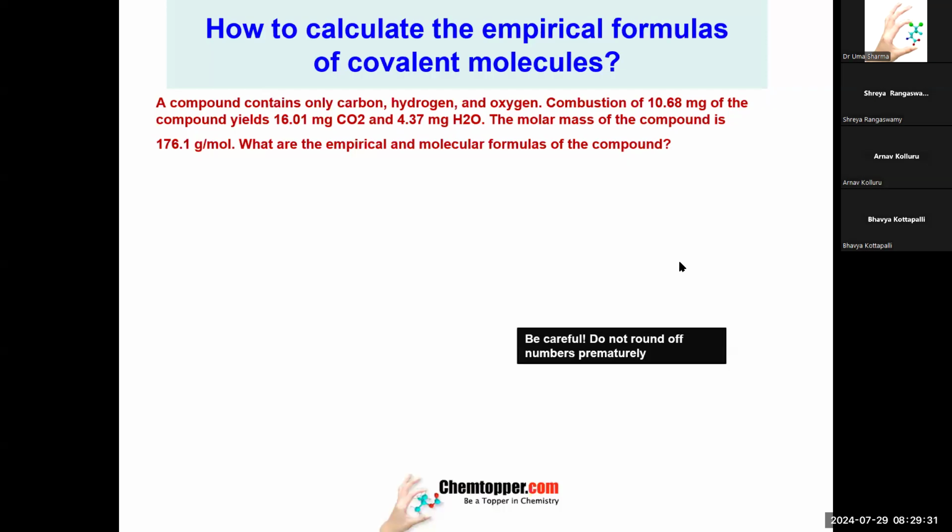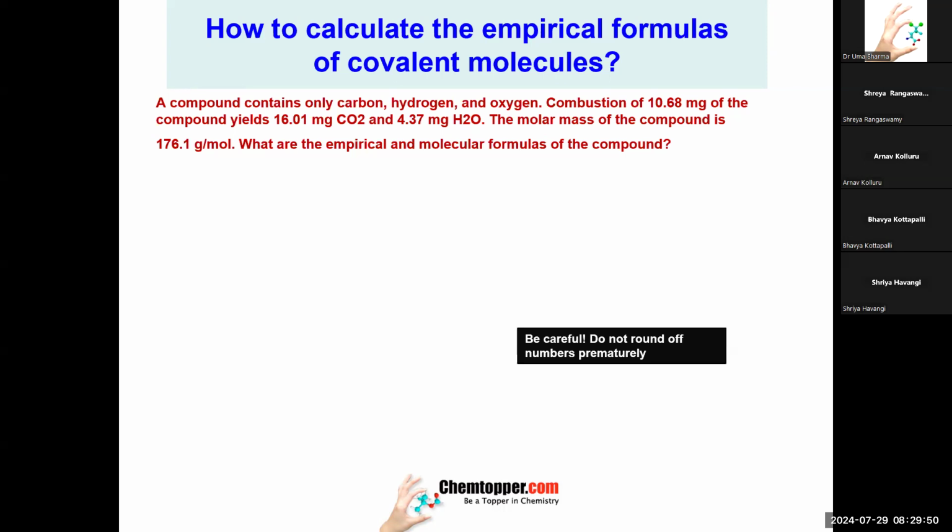Empirical formulas and molecular formulas of the ionic compounds. So today we are going to do the last question based on how to calculate empirical formulas of a covalent molecule. So do you remember the format of the table?